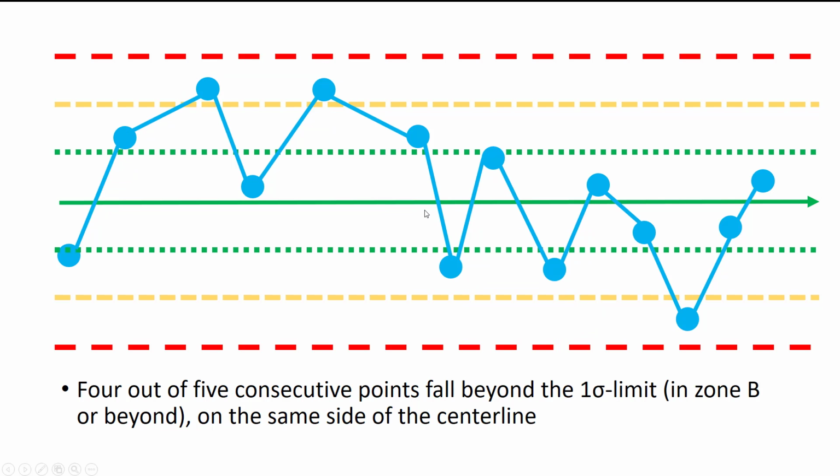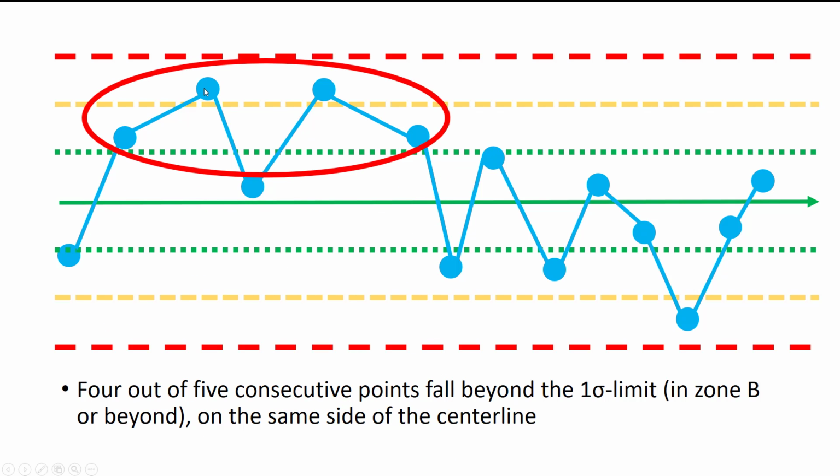4 out of 5 consecutive points beyond the 1 sigma limit. So we see 1, 2, that one's in, 3, 4. 4 out of 5 beyond the 1 sigma limit. Again, on the same side of the center line. Again, 68% of our points are supposed to be within these. Right? So if we see 4 out of 5 outside of it, that's a lot of points outside of that. So again, this causes us to say that something was likely assignable cause there, and we need to go investigate.